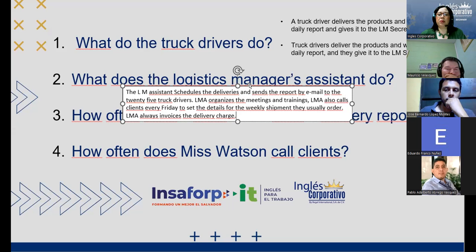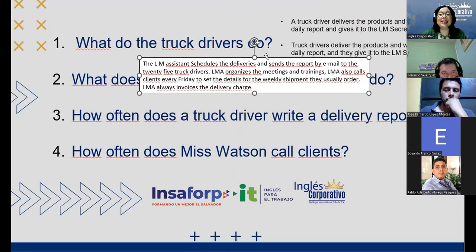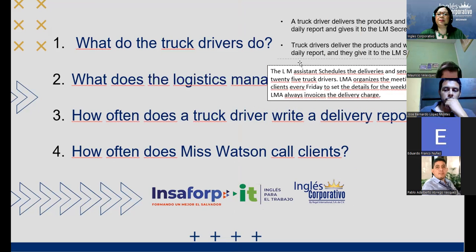¿Y si lo hiciéramos en plural? The logistic manager assistants. Okay. Then el plural sería assistants. Y cambiamos todas las letras S en los verbos, ¿verdad? Porque sería una forma base. Okay. Are we okay so far? ¿Vamos bien hasta aquí? Is there any question? No questions. No. Okay, number three.